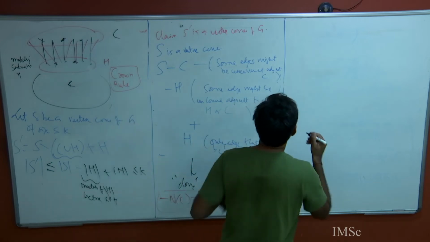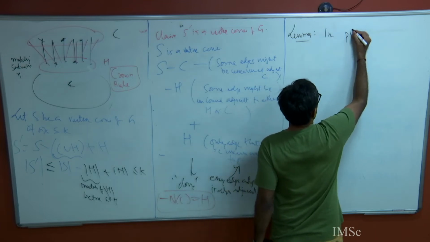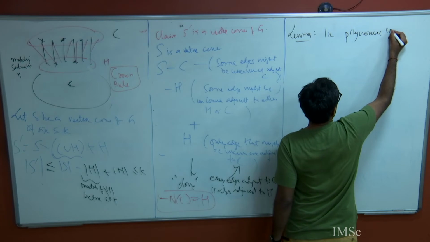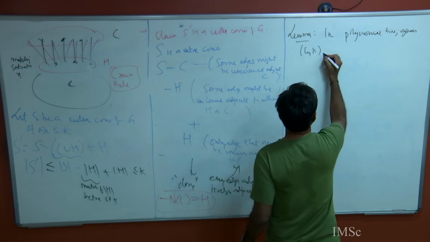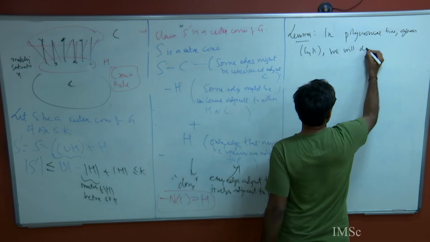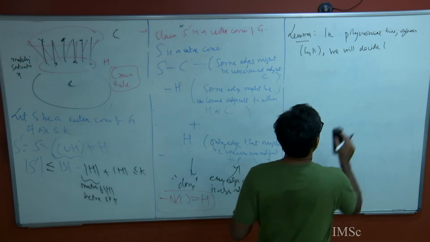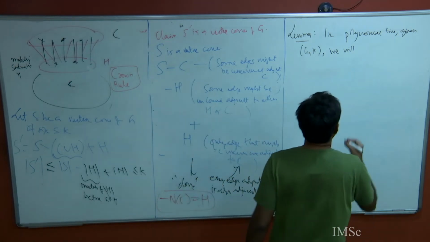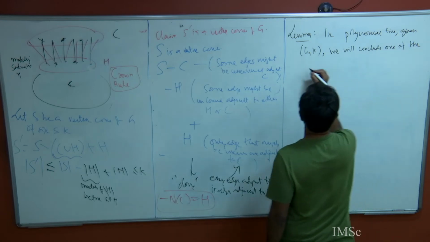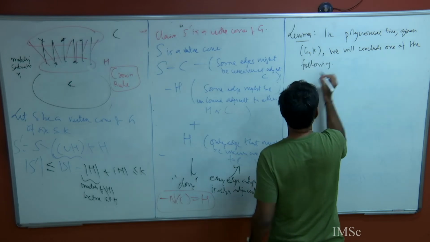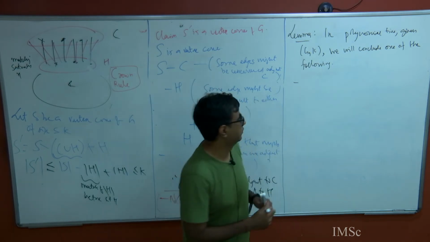Okay. So here is my lemma. I do not remember the statement correctly, but let's see. In polynomial time, given G, k, we will conclude one of the following. So, in polynomial time given G, k, I will give you a polynomial time algorithm which will tell you one of these things.